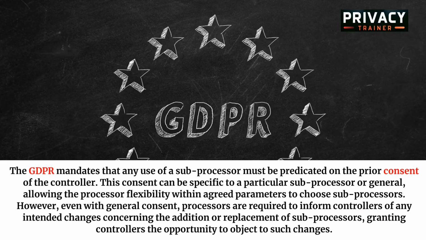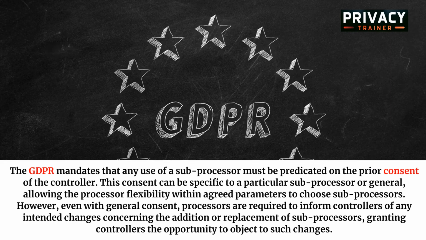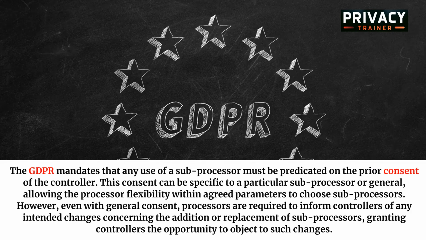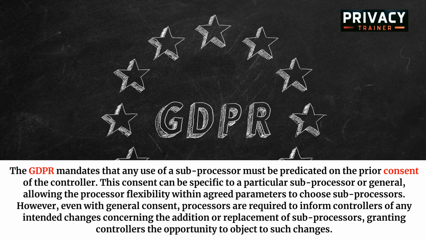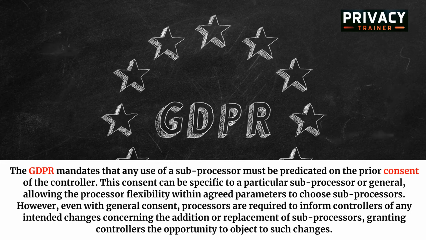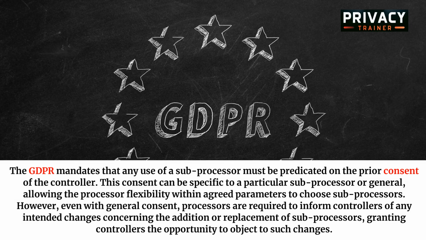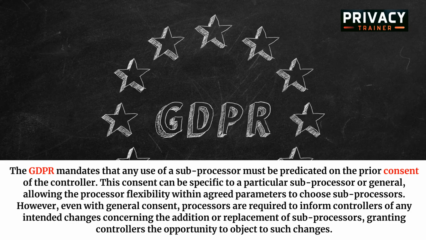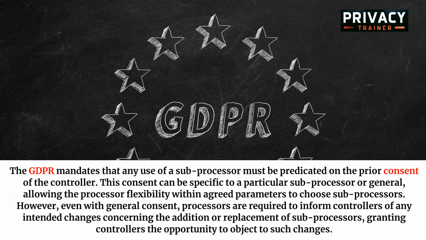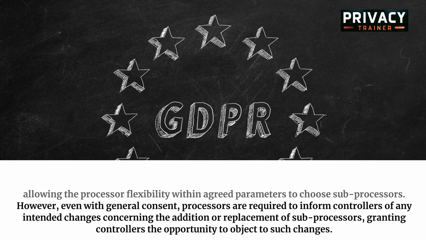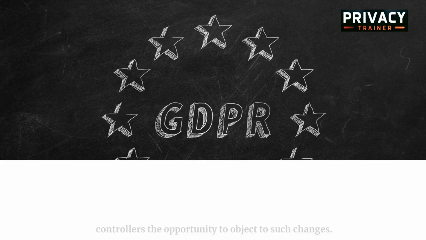Prior authorization. The GDPR mandates that any use of a sub-processor must be predicated on the prior consent of the controller. This consent can be specific to a particular sub-processor or general, allowing the processor flexibility within agreed parameters to choose sub-processors. However, even with general consent, processors are required to inform controllers of any intended changes concerning the addition or replacement of sub-processors, granting controllers the opportunity to object to such changes.